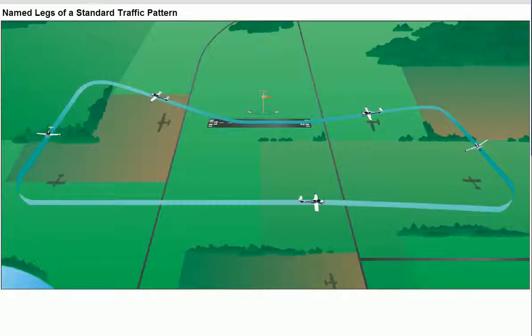The standard traffic pattern is rectangular and has 5 named legs: downwind, base, final, departure, and crosswind.